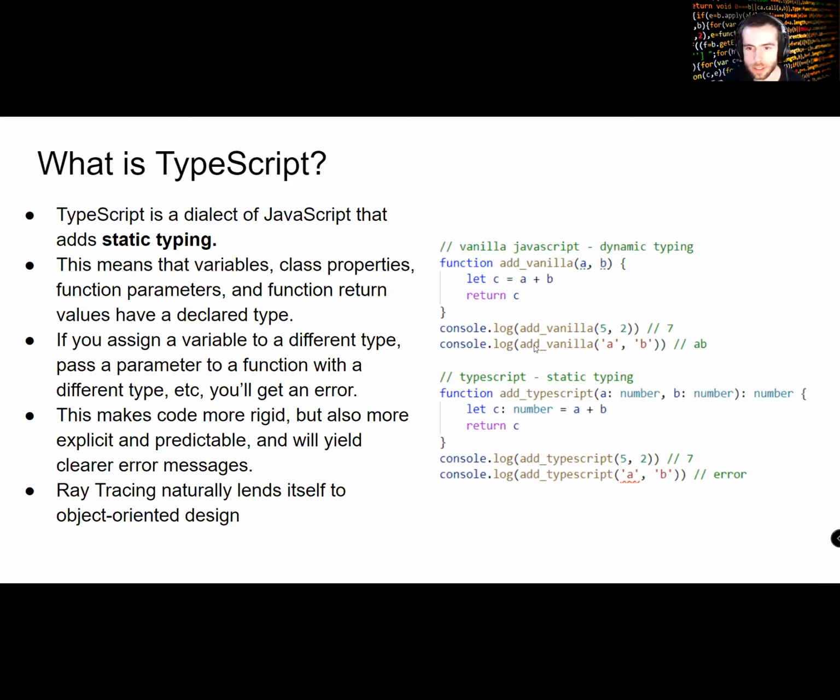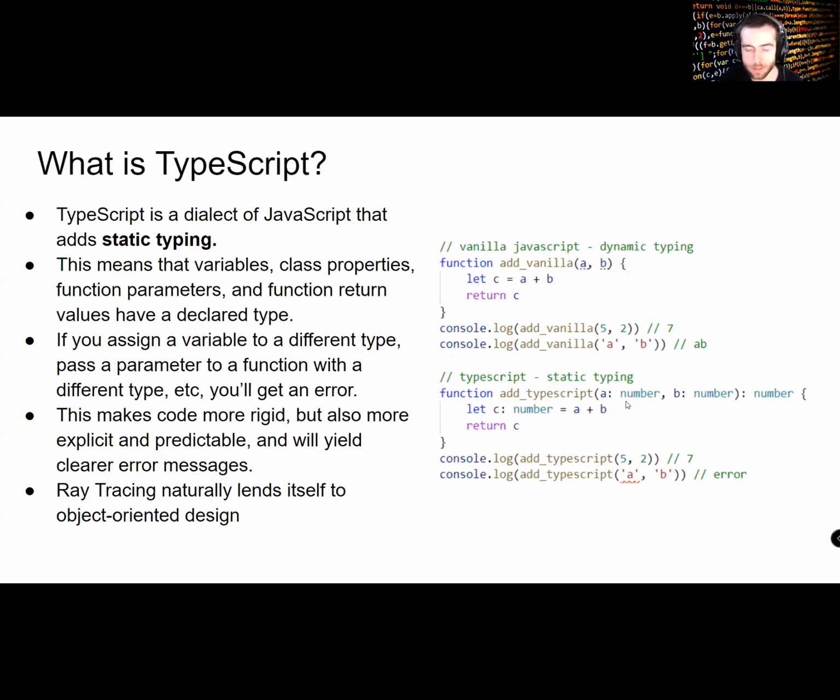So you can see in this example, we have a function that takes two parameters a and b, calculates the sum, and returns it. So we can actually pass this function two numbers, or we can pass it two strings, and it'll just be happy either way. It doesn't care what the types of the variables are.